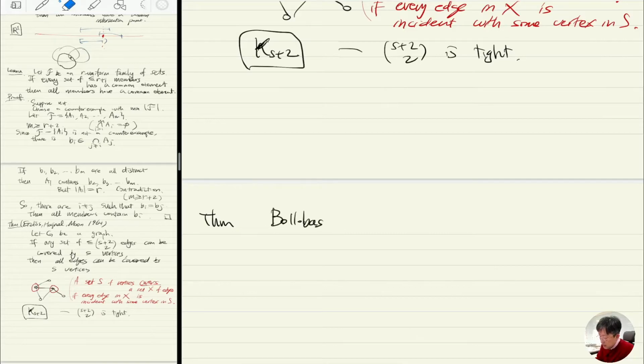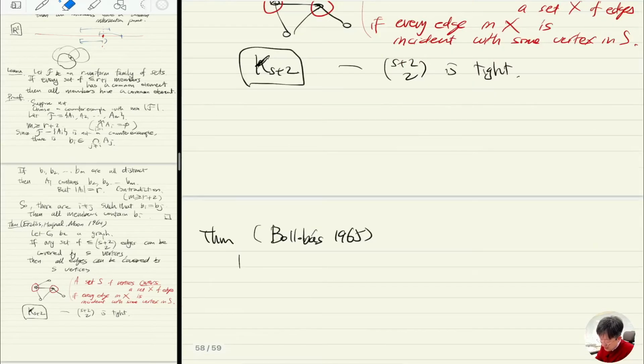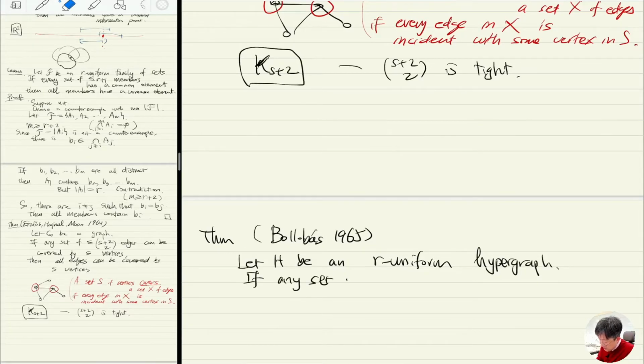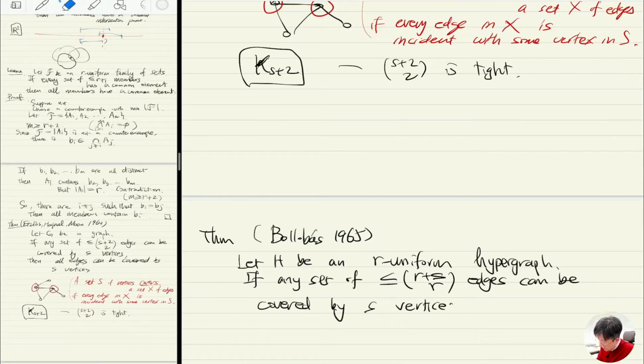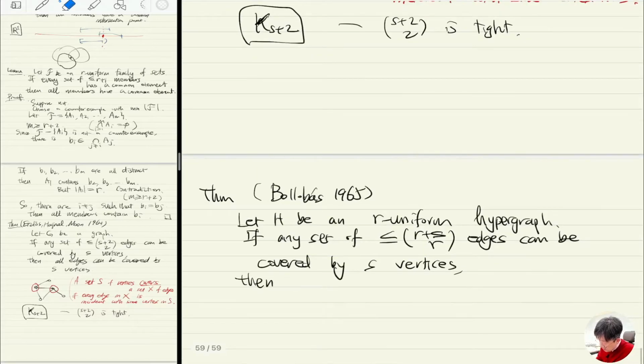So Bollobás, in 1965, when he was an undergraduate student, proved that, let H be an r-uniform hypergraph, if any set of at most r plus s choose r edges can be covered by S vertices, then all edges can be covered by S vertices.